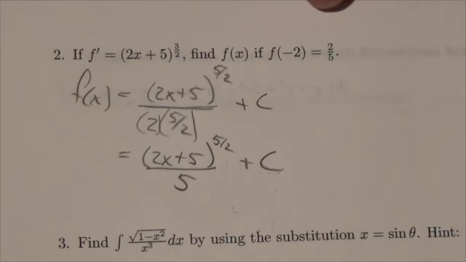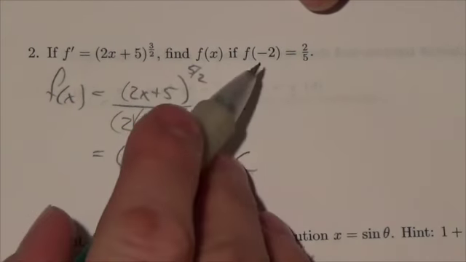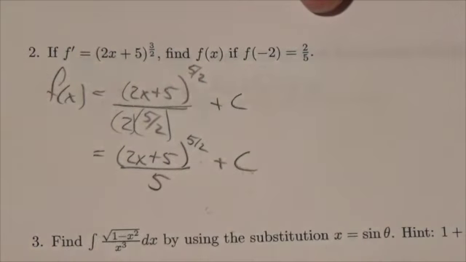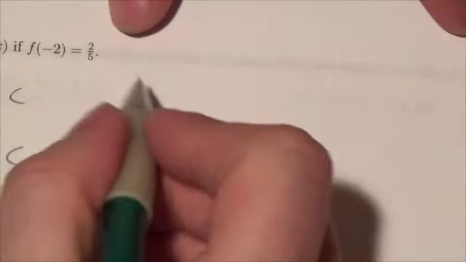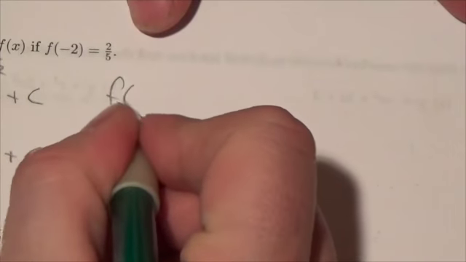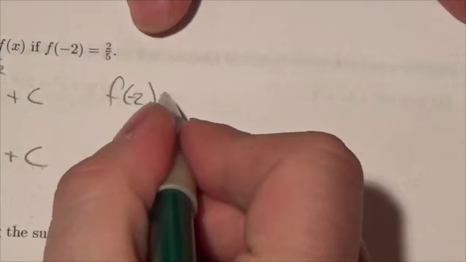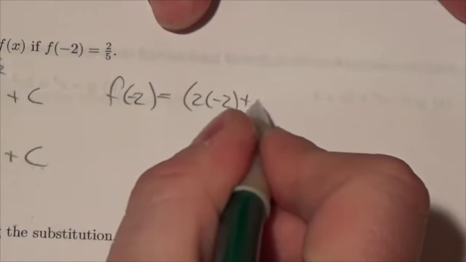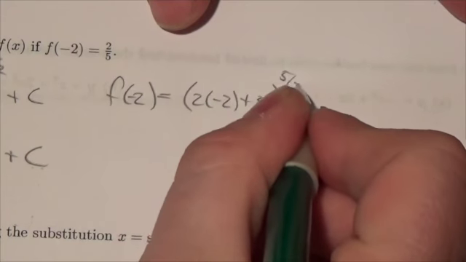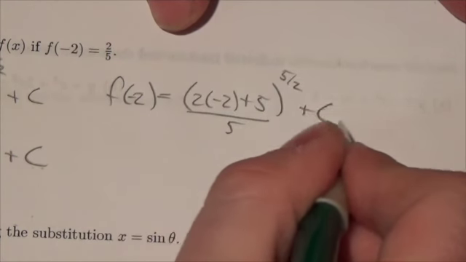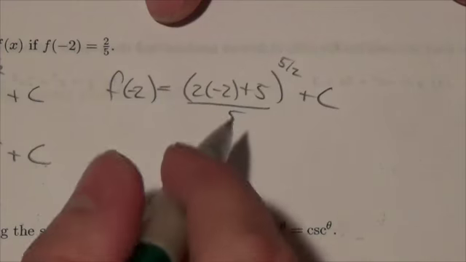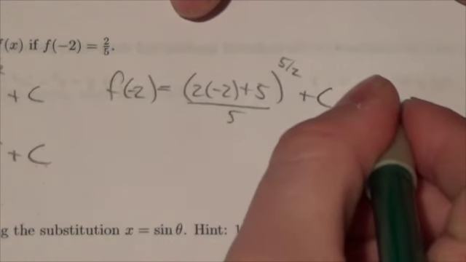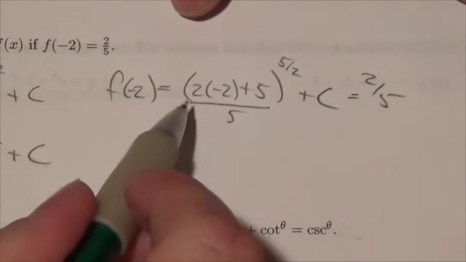Now, to figure out what c is, because we do have this one little bit of information here, we know that if we evaluate this at negative 2, the answer should be 2/5. So if we plug negative 2 in, that'll be (2 times negative 2 plus 5) to the 5/2 over 5 plus c. I know that this should equal 2/5.